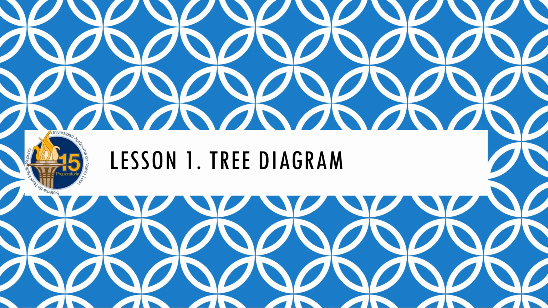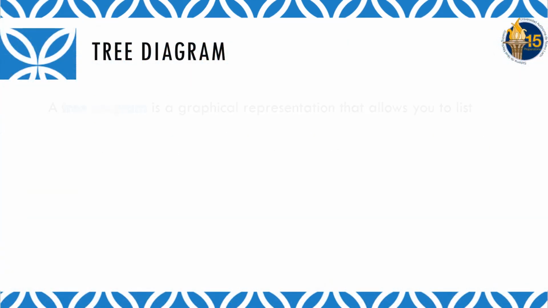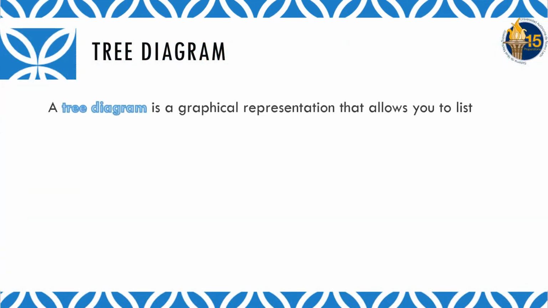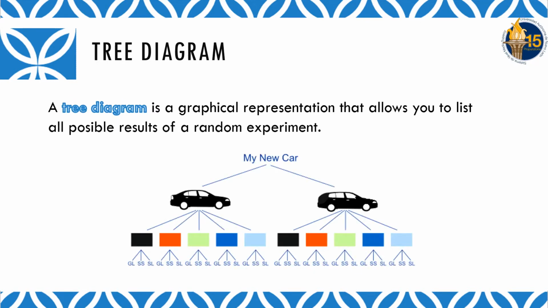Lesson number 1. Tree diagram. A tree diagram is a graphical representation that allows you to list all possible results of a random experiment.